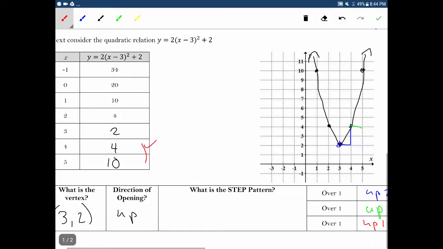So I guess I can write that down here. I can say 2, 6, 10. And our step pattern is always just going to be 3 numbers like this. So the last one was 1, 3, 5.